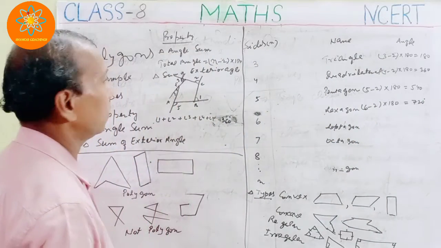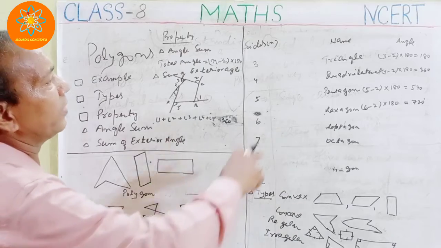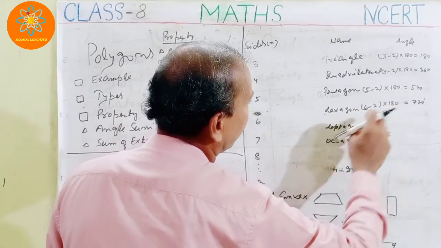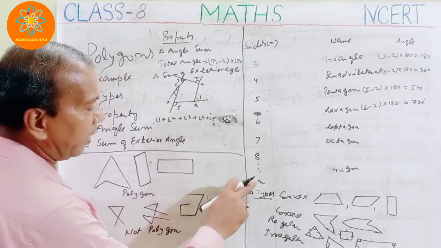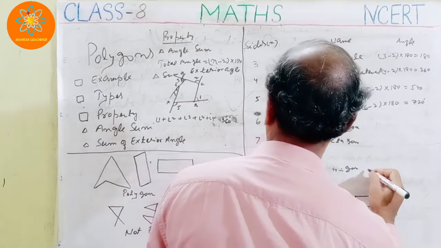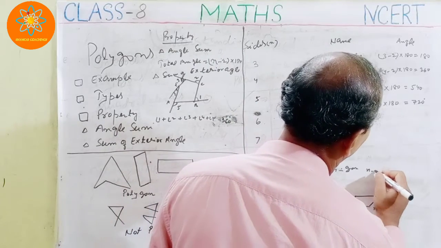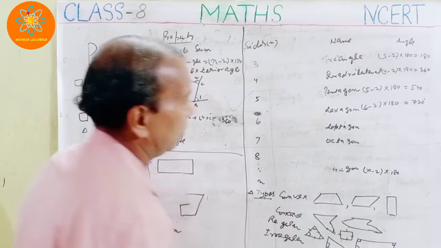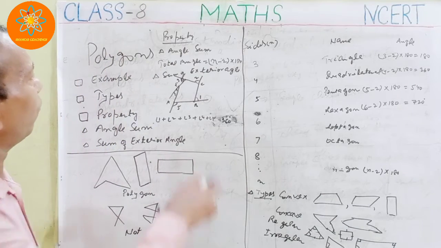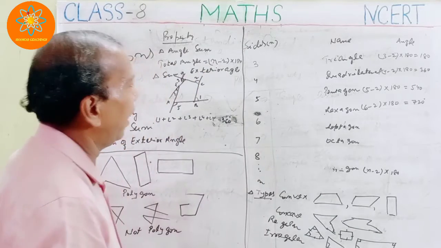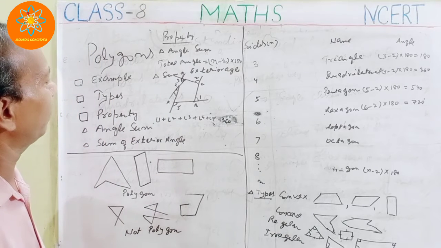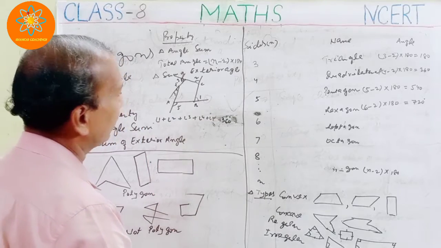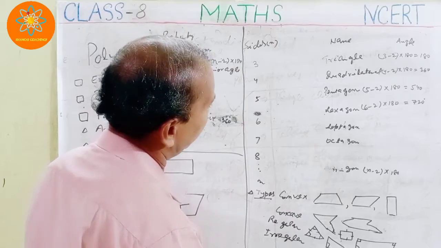So the total angle of a triangle is 180, quadrilateral 360, pentagon 540, hexagon 720. And for n sides, obviously it will be n minus 2 into 180. So the sum of all the interior angles is n minus 2 into 180, and the sum of all the exterior angles is equal to 360 degrees.